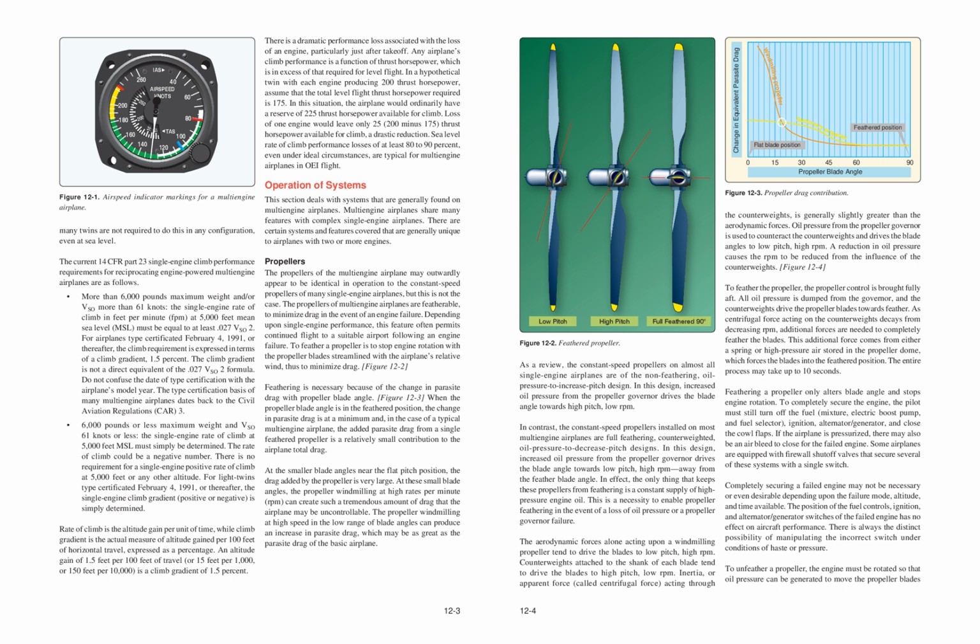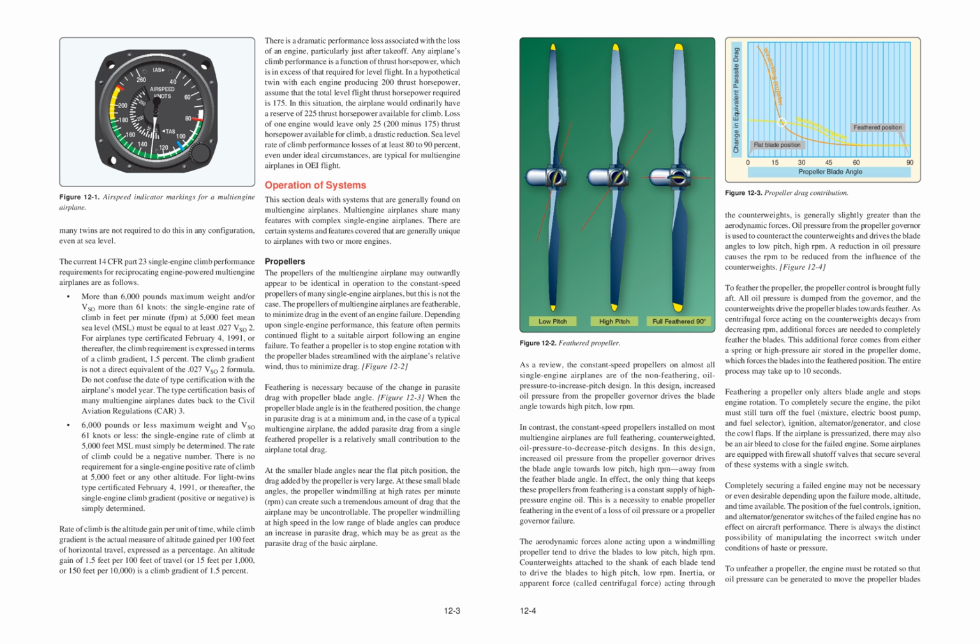Stationary propeller. Flat blade position. Feathered position. 0, 15, 30, 45, 60, 90 propeller blade angle. Figure 12.3. Propeller drag contribution. The counterweights is generally slightly greater than the aerodynamic forces. Oil pressure from the propeller governor is used to counteract the counterweights and drives the blade angles to low pitch, high RPM. A reduction in oil pressure causes the RPM to be reduced from the influence of the counterweights.